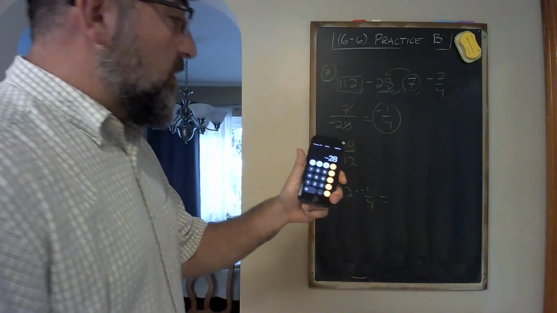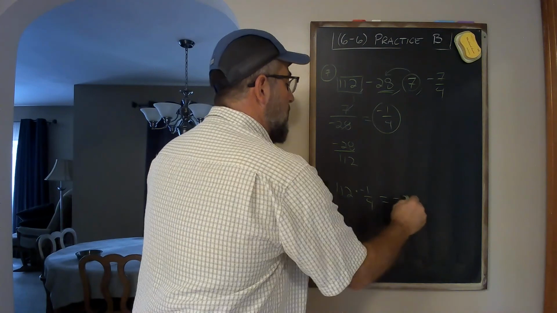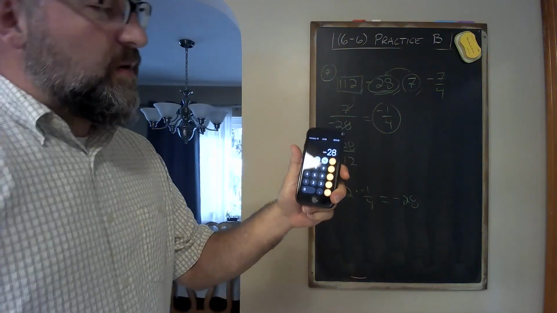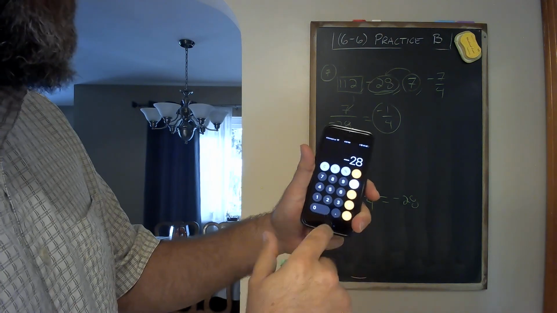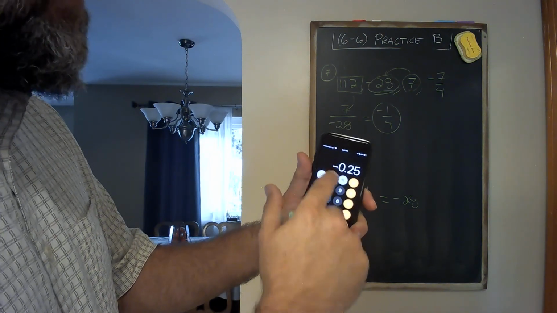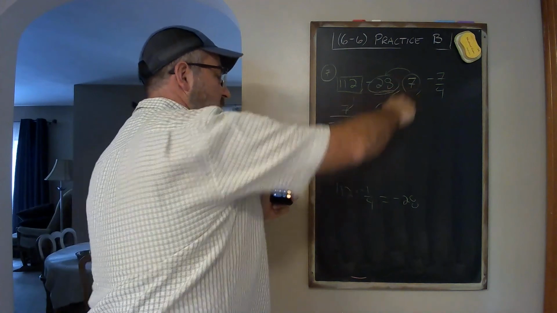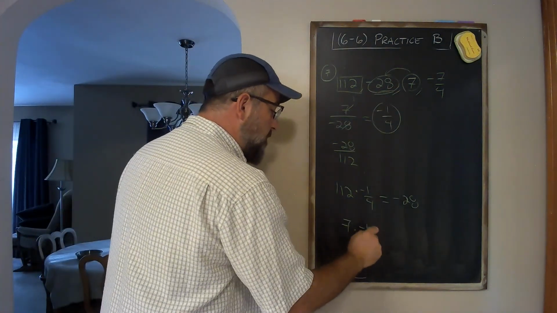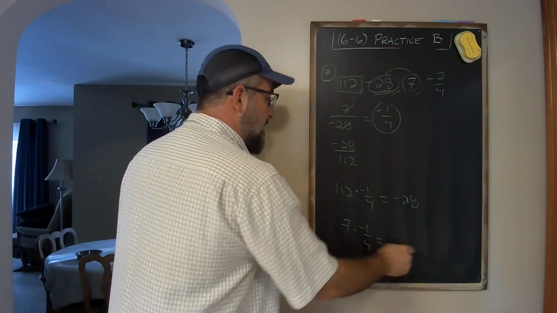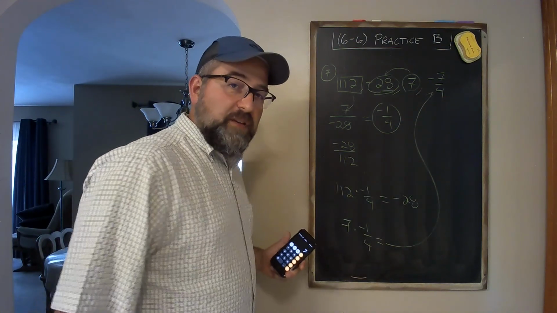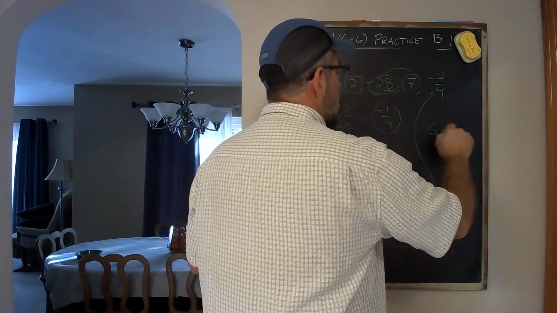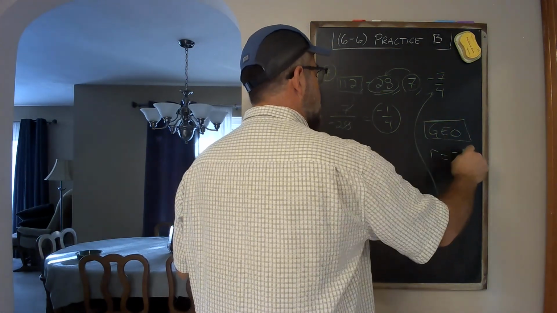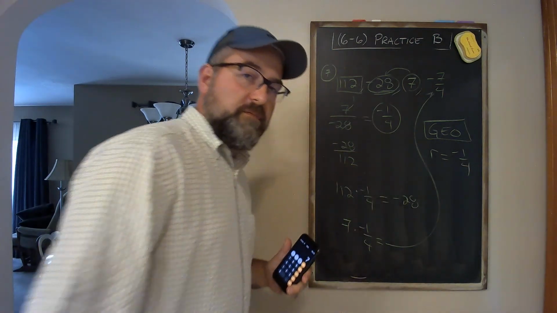And hey, look at what we get. We get negative 28, which is what this is. If we take that negative 28, which is right there on my screen, and I multiply it by negative 0.25, I'm going to get that 7. And if I take 7 and multiply by negative 1/4, I think you can see that we're going to get negative 7/4. So this one is clearly geometric, and the reason is that there's a constant ratio of negative 1/4. There you have it.